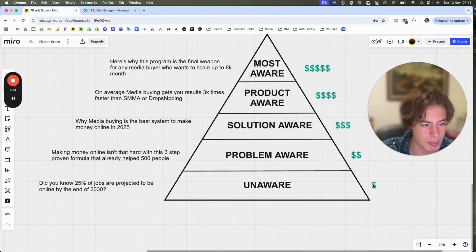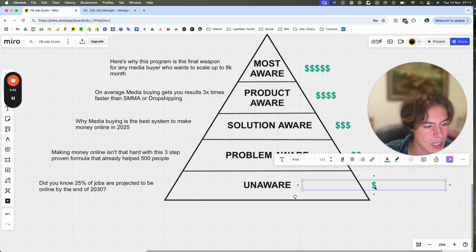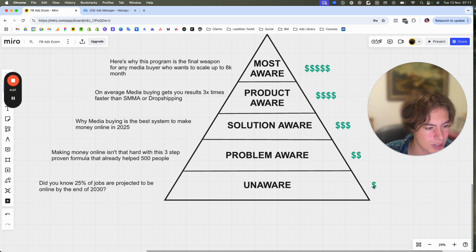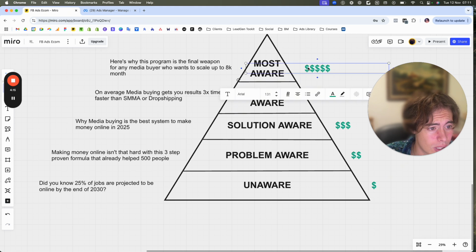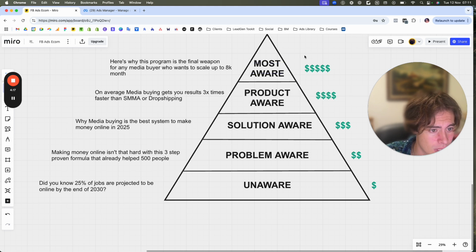especially at the early beginning. Because as you can see here, I placed some dollars next to each segment. So this is correlated with how easy it is to get the sales. At the lower step of the pyramid, it's going to be much harder to get the sales, and they're going to have less money because those people are not warm. They're not ready to buy yet. So in order for you to get their money, it's going to be much harder. But the more you go towards the top, the easier it's going to be.